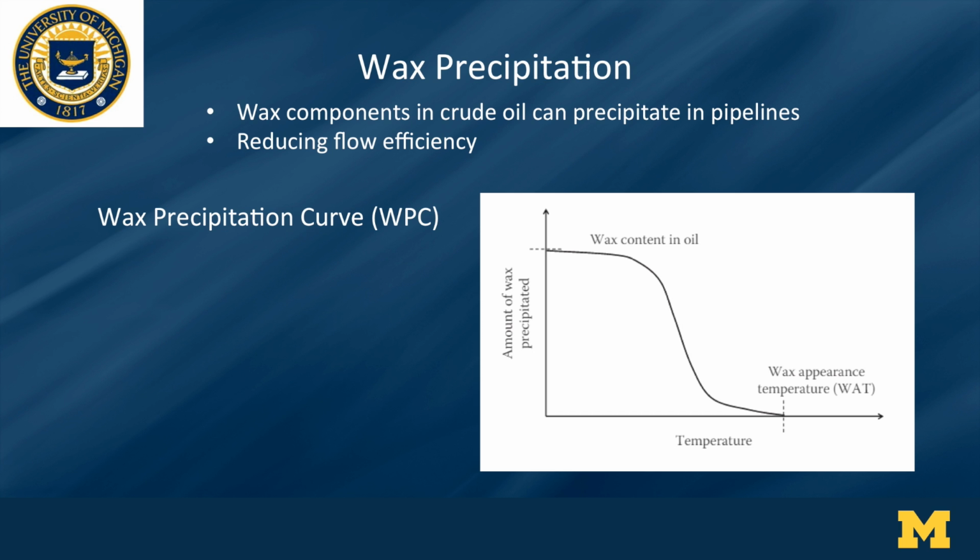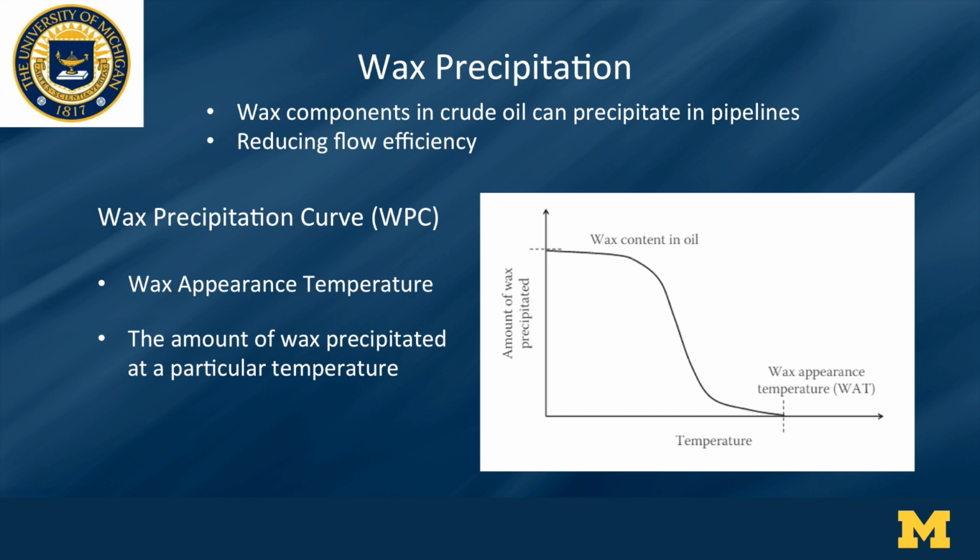Wax precipitation is a key problem in crude oil production. The wax components in the crude oil can precipitate and deposit in pipelines, potentially reducing flow efficiency and causing other problems. To solve the problem, we need to understand the thermodynamic properties of wax at static conditions. Wax precipitation curve is an important parameter to understand the wax thermodynamics. It can tell us first at which temperature the wax starts to precipitate and how much wax will precipitate at a particular temperature.